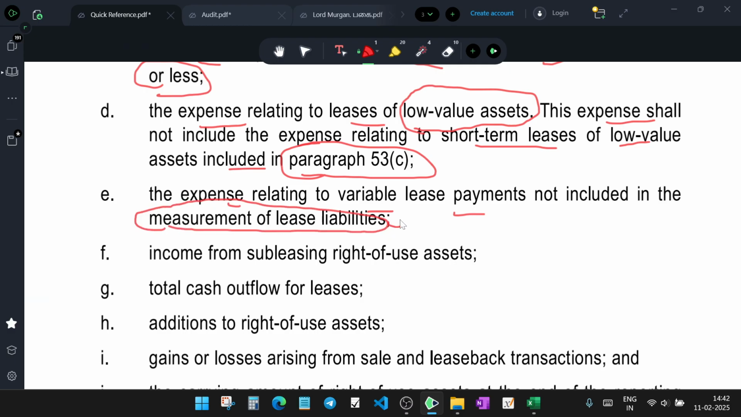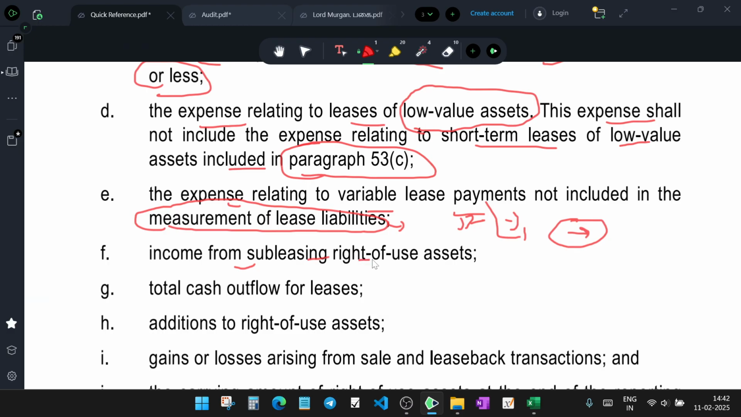So sometimes there may be variation on the lease payment. Whatever we actually measured may be changed due to the more use of asset. Then that will be charged to P&L. You should mention why that has been charged to P&L.